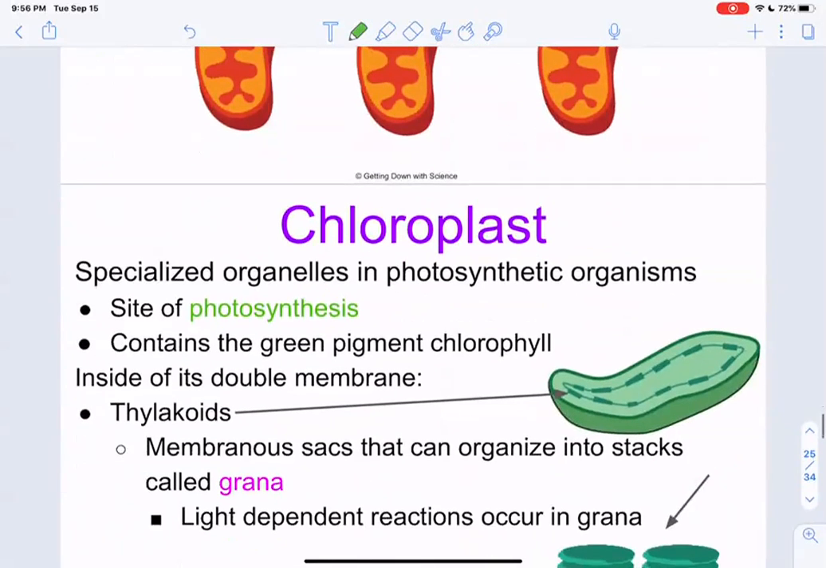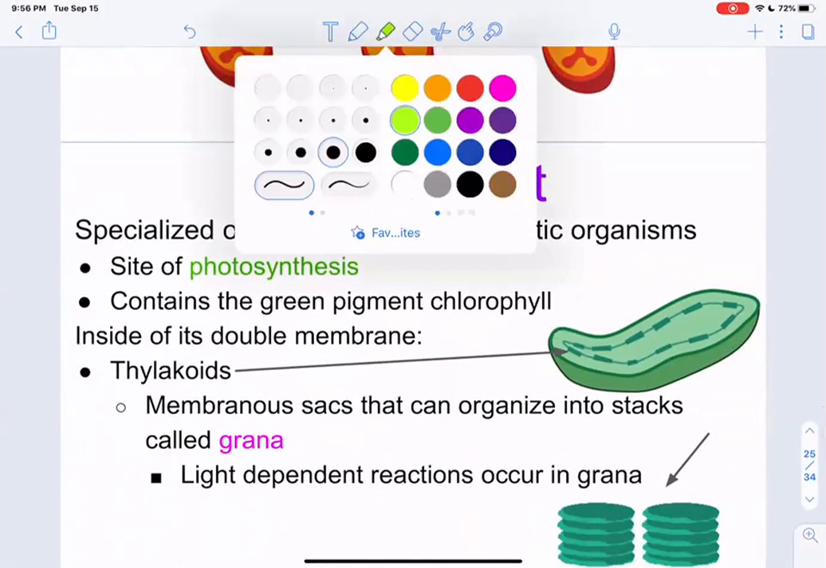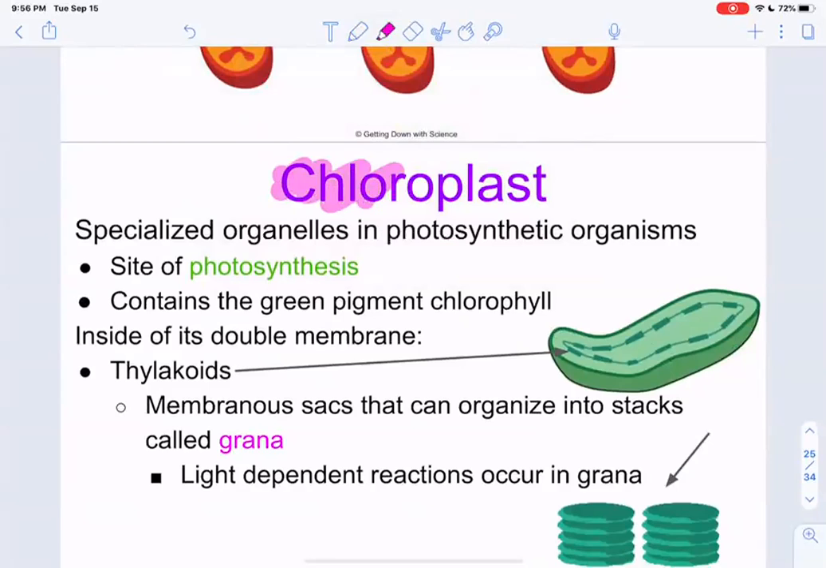So the next organelle that we're going to talk about is the chloroplast. The chloroplast is going to be the site of photosynthesis.